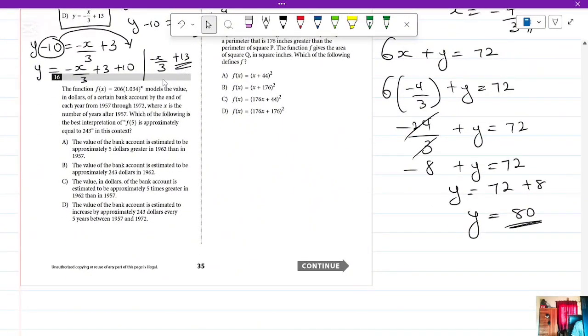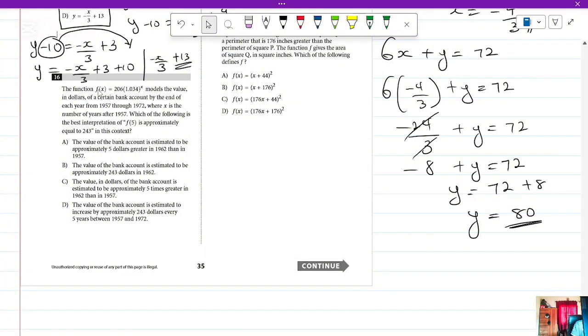Now let's look at question number 16. I want you to pay attention to this particular question because it looks complicated to people, right? But the question is actually very simple. They are only asking for our interpretation, which tests how well you understand a particular concept.